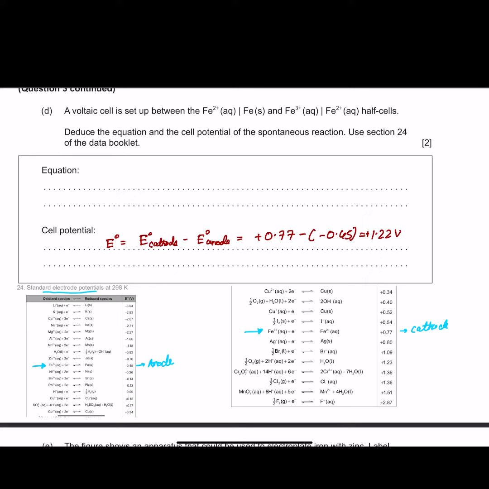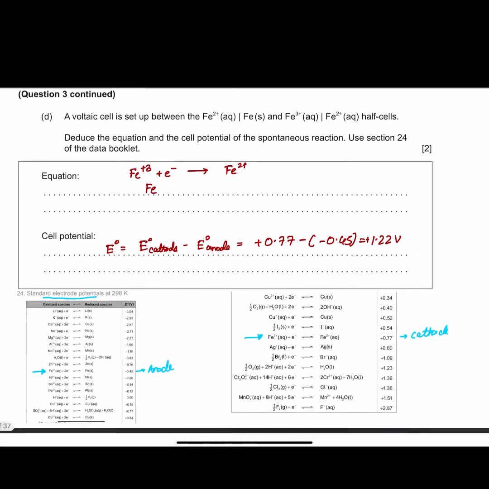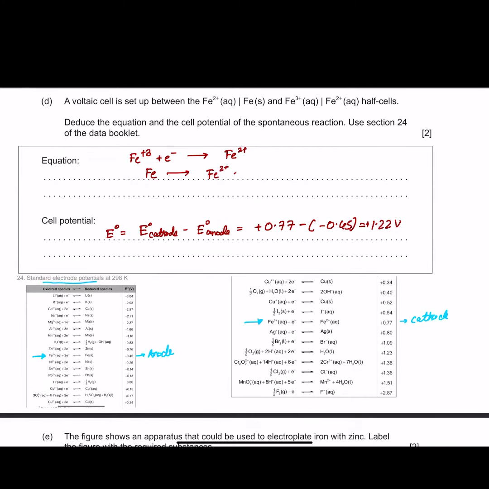Now we have to frame the equations. At the anode, we have oxidation. Firstly, let's write the cathodic reaction. The cathodic reaction is Fe3 plus plus electron gives you Fe2 plus. This is the cathode. In the cathode, you always have reduction, and in the anode, you have oxidation. So for the anodic reaction, we have to reverse this reaction and write it. So Fe gives you Fe2 plus plus 2 electrons.